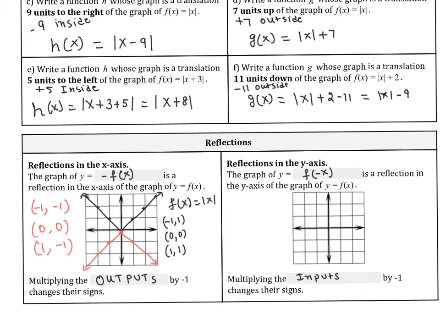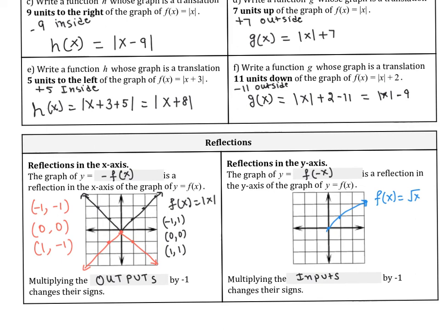The next section is reflection in the y-axis. So the graph of y equals f of negative x is a reflection in the y-axis of the graph of y equals f(x). Let's take a parent graph as a square root function this time, that is square root of x, and the parent graph of the square root function has points 0, 0; 1, 1; and so on. When you connect the points, you get a graph like this, and this is a square root function graph.